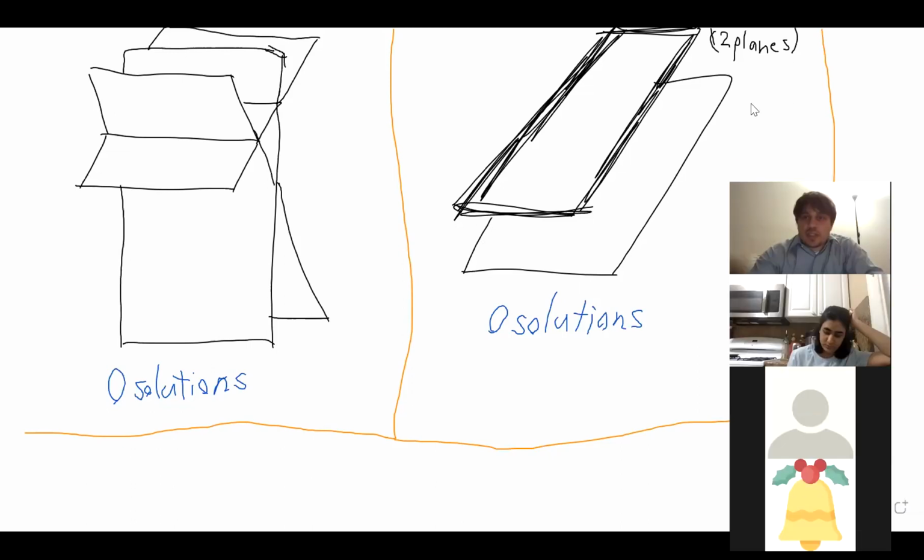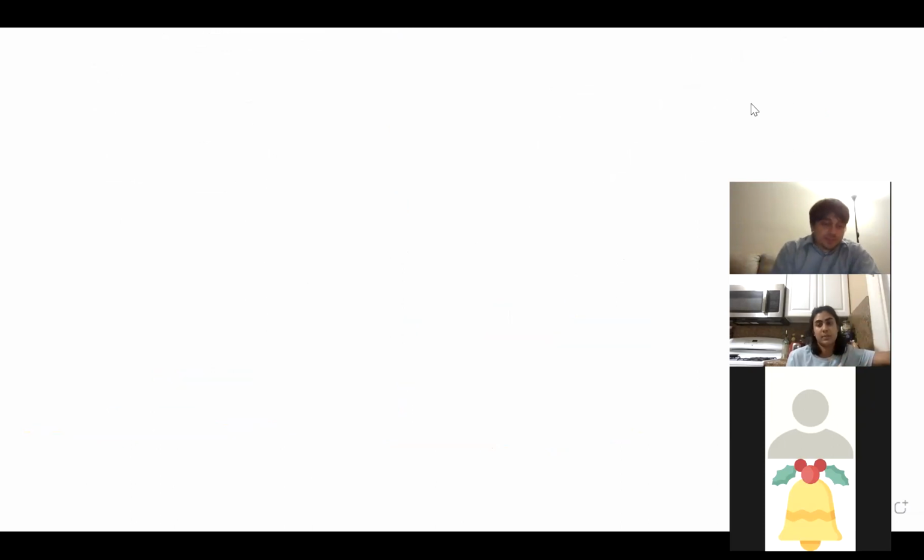Okay, I'm going to go to the next slide now. Those all had 0 solutions. All 4 of those had 0 solutions. Now let's look at one with 1 solution. It's kind of interesting to think, how could you have 3 planes that intersect only at 1 point? So I'm going to draw that now.